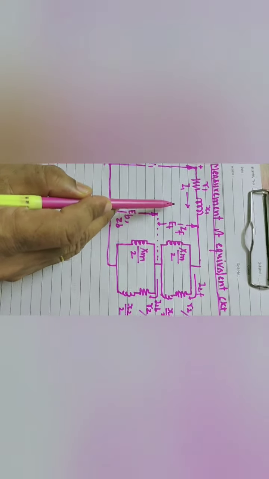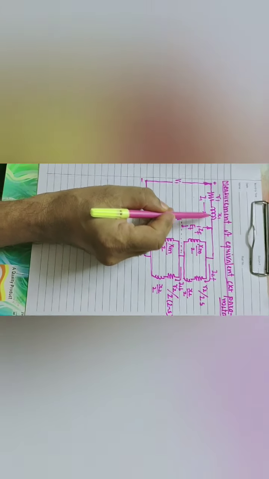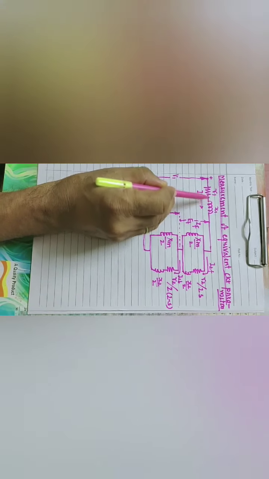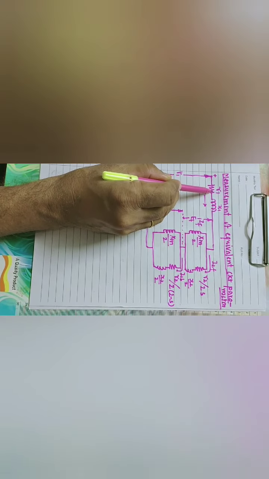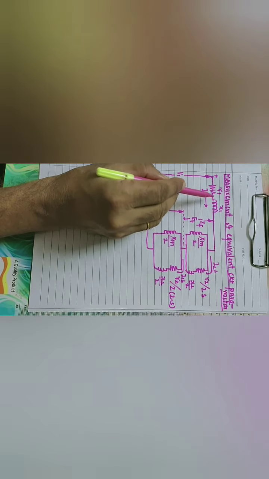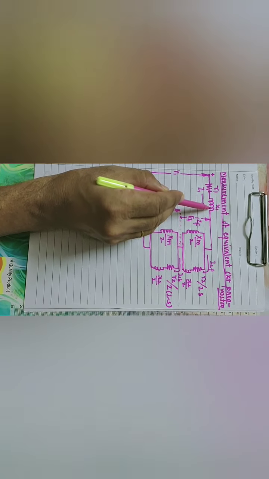So today we are going to determine the equivalent circuit parameters by taking the no load test and block rotor test. Now this is the equivalent circuit of a single phase induction motor. R1 and X1 are the stator winding resistance and reactance. The stator has two windings, main winding and starting winding. So R1 and X1 are the main winding resistance and reactance respectively.